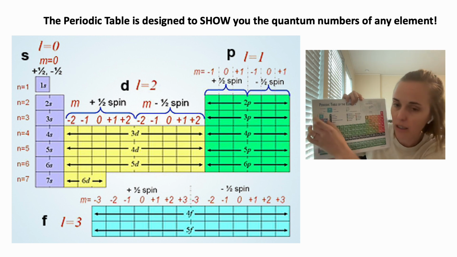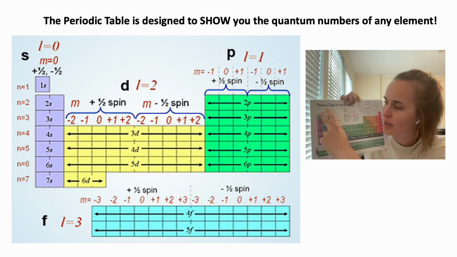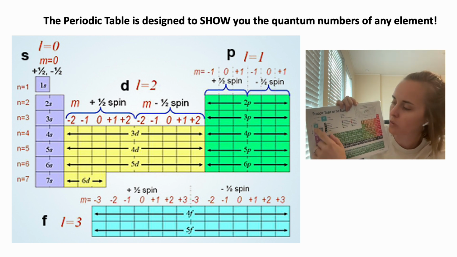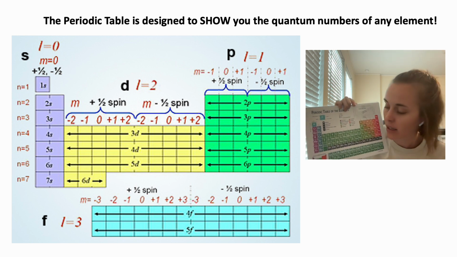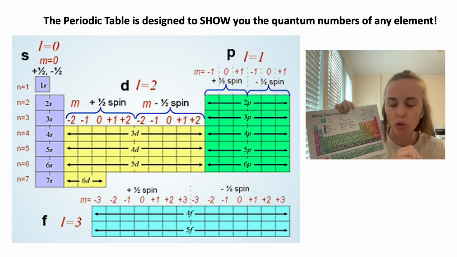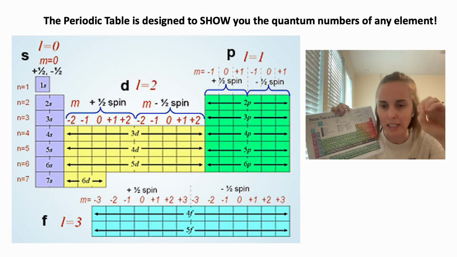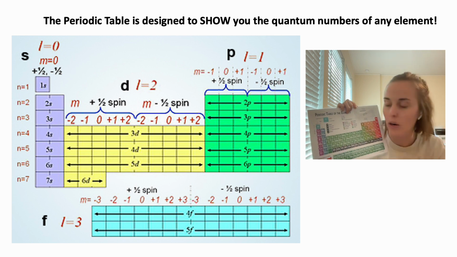So your S block right here, it only has 2 elements. One, and then your helium is technically part of your S block. 1, 2, 1, 2, and so on. This is significant because your S block can only have up to 2 electrons, right? Because you can only have 2 electrons per orbital, per your subshell, and S can only be in one orientation. Like you can only have a ball. You can't make it look any other kind of way.